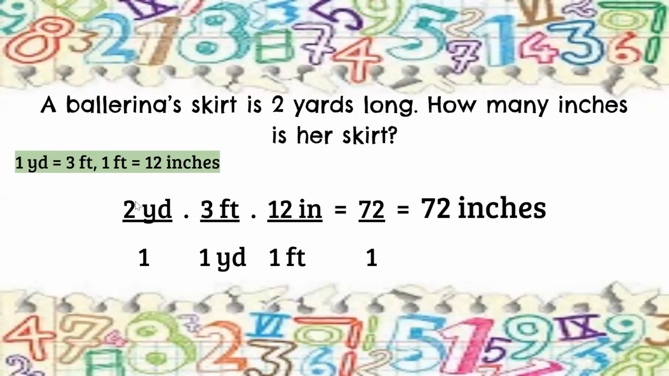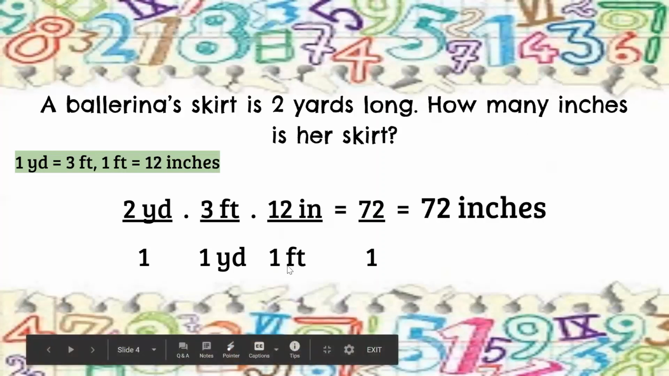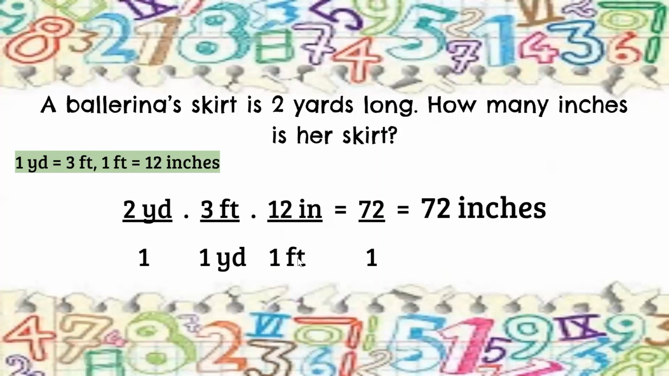Then we would multiply this by 12 inches over 1 foot. There are 12 inches in 1 foot, and we would put 1 foot in the denominator so as we could cancel out the unit foot. Now we are left with the unit inches, which is what we want, so we can continue on to calculating. 2 times 3 equals 6, and then 6 times 12 equals 72. 1 times 1 times 1 equals 1, and 72 divided by 1 equals 72 inches. And that is your answer.